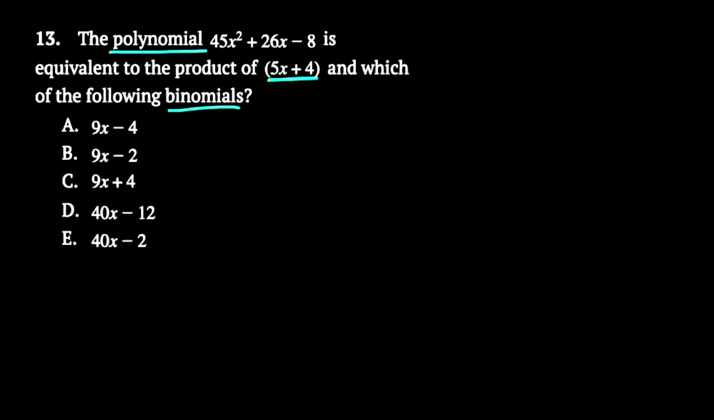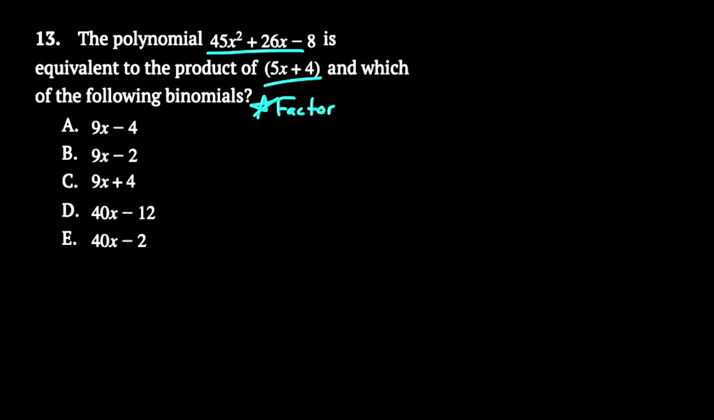So polynomial just means, like, if bi means two, then poly means many, right? So it just means many terms or multiple terms. And we have three terms here. You could also call it a trinomial, but anyways, that's kind of besides the point. This question is really asking us to take this and factor it into 5x plus 4 and something else. So I'll work through that way first and then show you another way you could approach this problem.